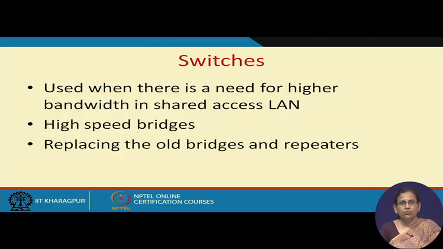Then you have switches. They are used when there is a need for higher bandwidth in a shared access LAN. In fact, switches and bridges do almost the same thing. Switches are high speed bridges, and they are replacing old bridges and repeaters.